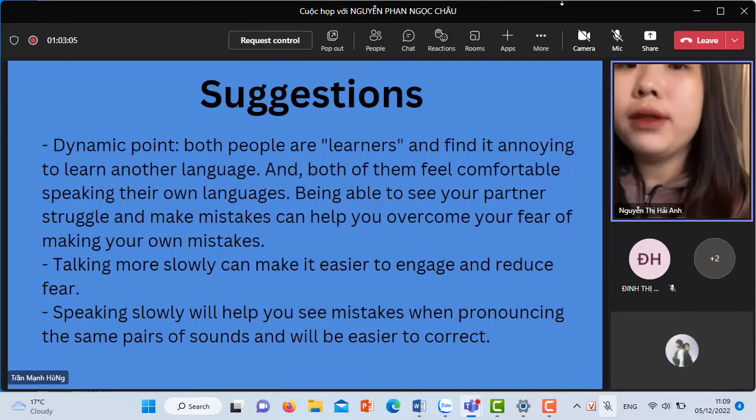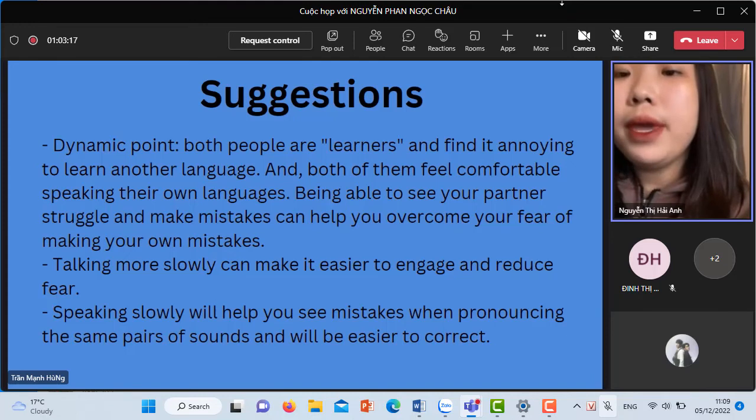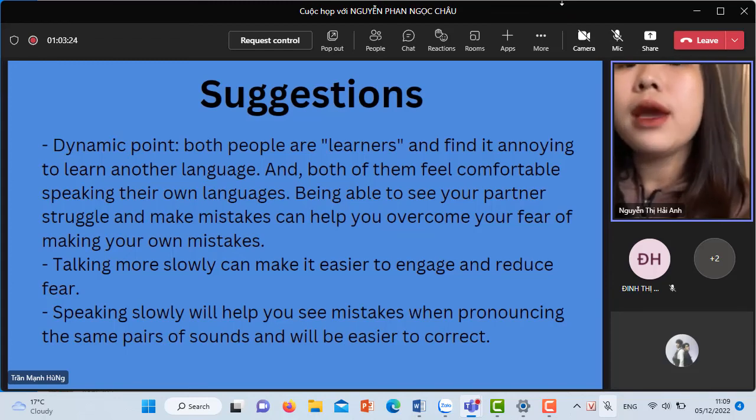About the dynamic point, both people are learners and find it annoying to learn another language, and both of them feel comfortable speaking their own language. Being able to see your partner struggle and make mistakes can help you overcome your fear of making your own mistakes. Talking more slowly can make it easier and reduce fear. Speaking slowly will help you see mistakes when pronouncing the same pairs of sounds and will be easier to correct.